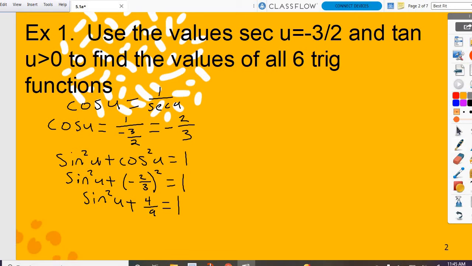So then how do I solve for sine? That 4/9. Okay, what do we get? 9/9 minus 4/9 gives us 5/9. Is that my answer? Now you've got a square root. So we have sine squared of u equals 5/9. Now what do we have to add when we take the square root?